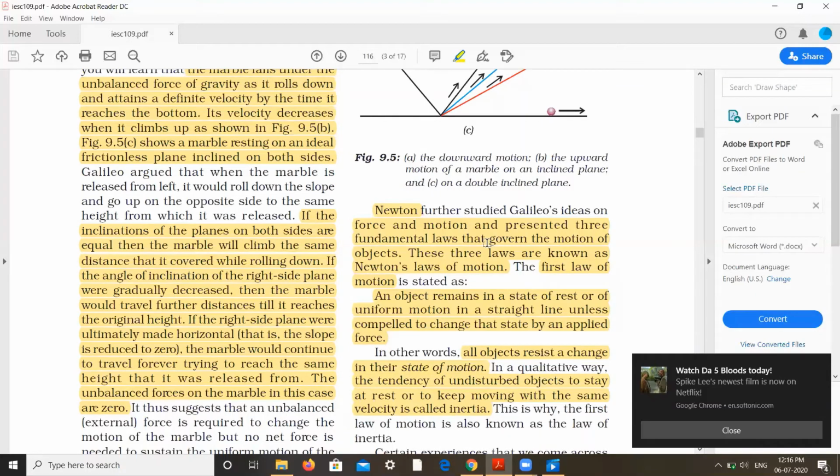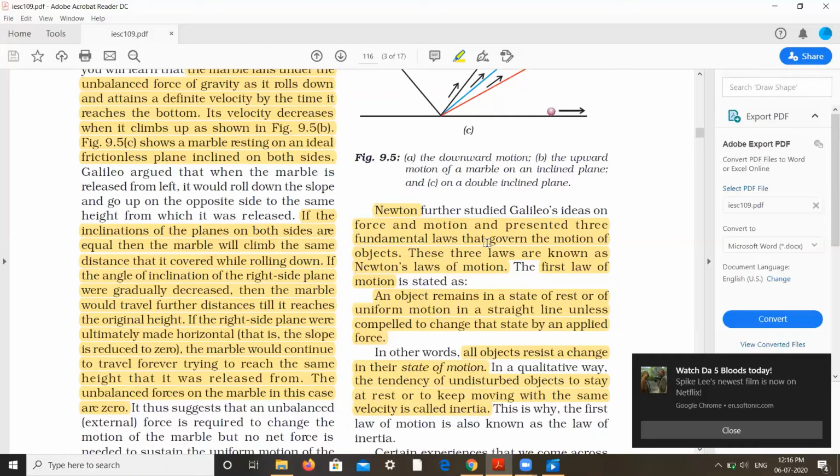Newton studied Galileo's idea of force and motion and gave new fundamental laws, three in count, that govern the motion of objects. These three laws are called Newton's laws, and they are categorized as Newton's first law of motion, Newton's second law of motion, and Newton's third law of motion.